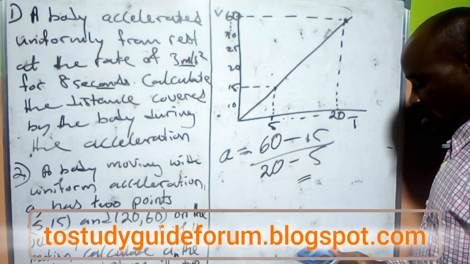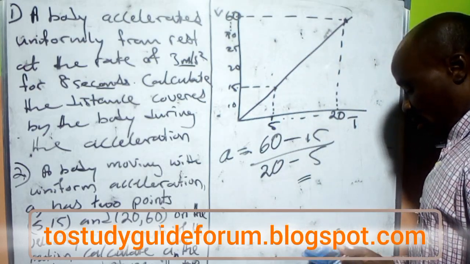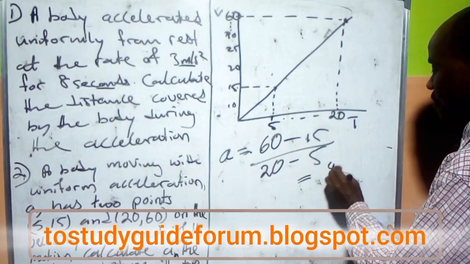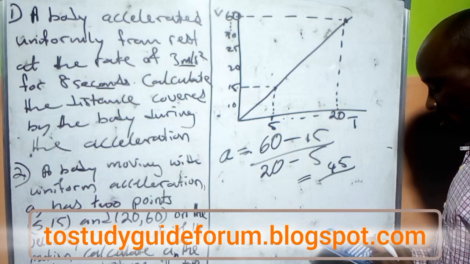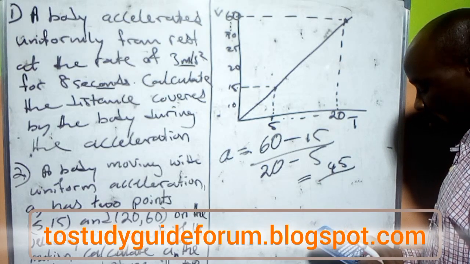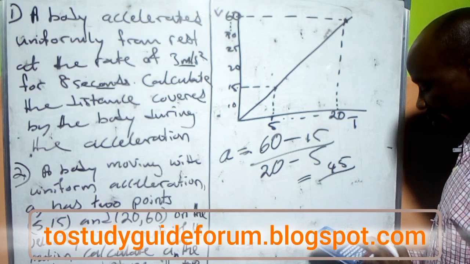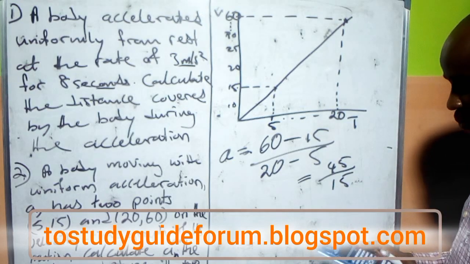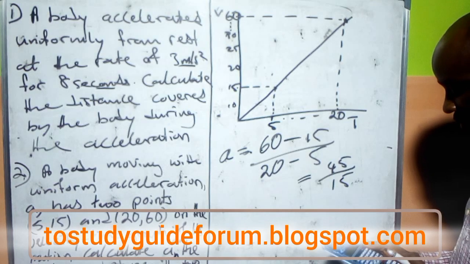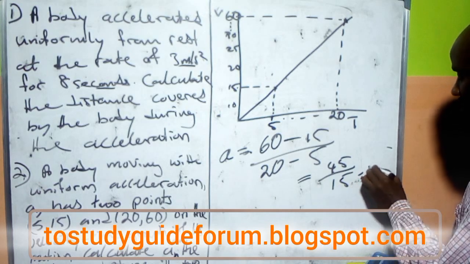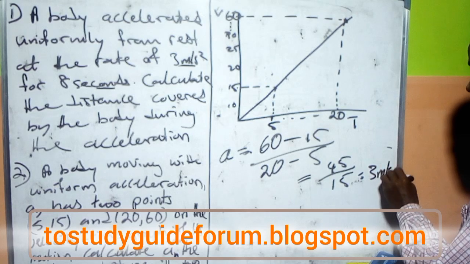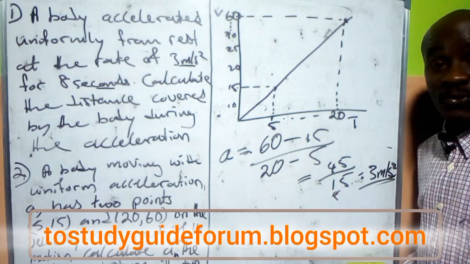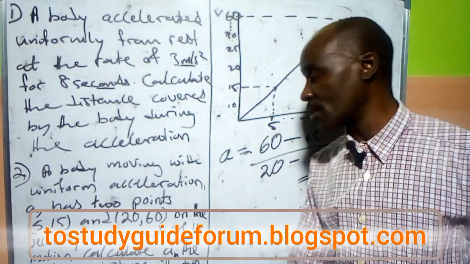If we have that, that will be 60 minus 15, we have 45, then 20 minus 5, we have 15. So if we divide through, we have 45 divided by 15. That will give us 3 meters per second square. That is our acceleration. The A in question, remember we are asked to find the A. Now this is the A in question we are looking for.